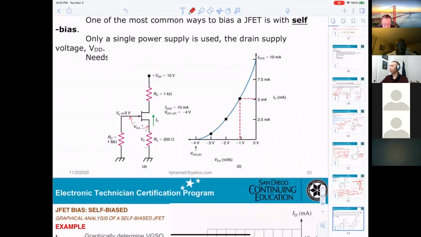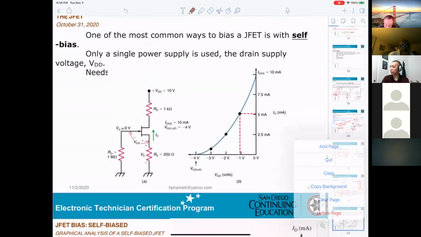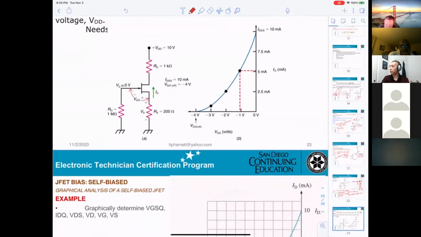Now, on this circuitry here, one of the most common ways to bias a JFET is self bias. Only a single power supply is used, the drain supply voltage VDD. Okay, so now you're looking in here, they already gave it to you. First thing, you need to get point A. And point A, normally you pick right here.